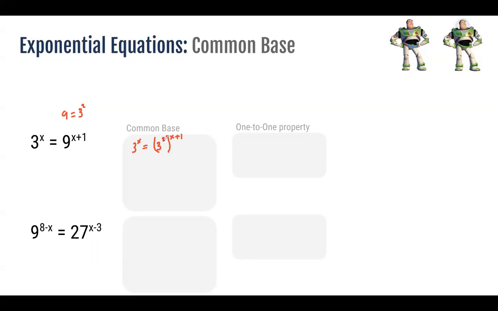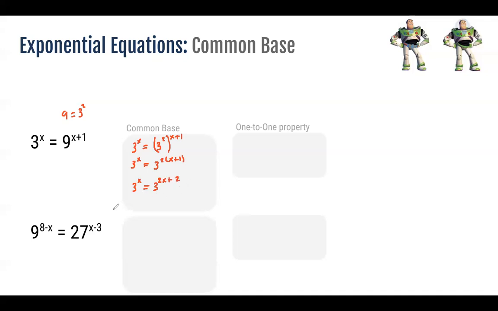Whenever we have an exponent raised to another exponent, we have to multiply the exponents. So this will become 3 raised to the power of x is equal to 3 raised to the power of 2 times x plus 1. So that means that the 2 is going to be multiplying both the x and the 1. So this is going to end up as 3 raised to the power of x and 3 raised to the power of 2x plus 2.